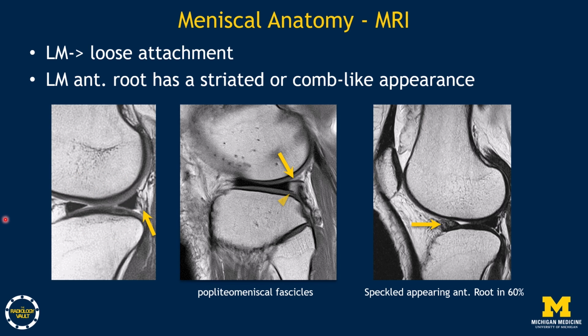The popliteal meniscal fascicles are synovial-lined fiber bands that attach to the posterior horn and help form the popliteal hiatus. The anterior lateral meniscus root can have a speckled appearance in up to 60% of patients, which is likely secondary to adjacent fibers of the ACL insertion. This appearance can mimic a tear.